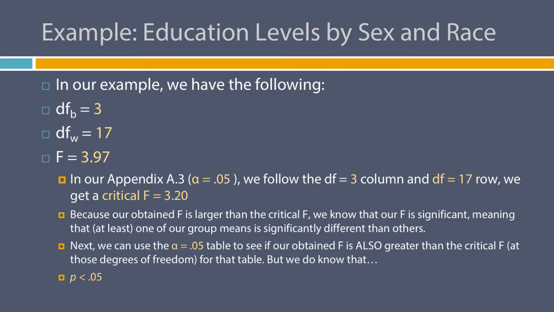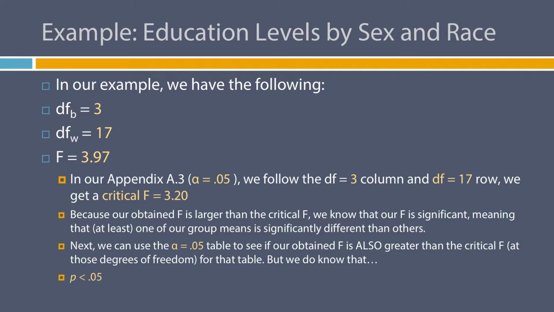So we look at the back of the book and we see, using this table with 3 degrees of freedom between and 17 degrees of freedom within, we have a critical F value of 3.2. Our obtained F value is 3.97. So now we know that our obtained F is much larger than 3.2. Now we can say that it must be significant at least at the 0.05 level.